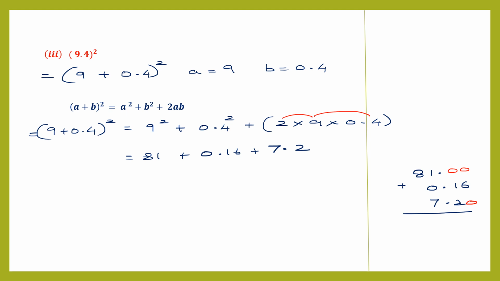Now do your addition. 6, 1 plus 2 is 3. 1 plus 7 is 8 and 8. 88.36. So this is 88.36 and this is the square of 9.4.